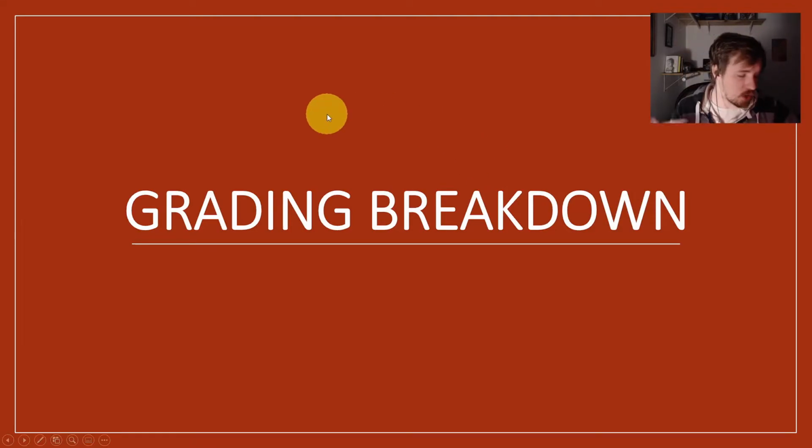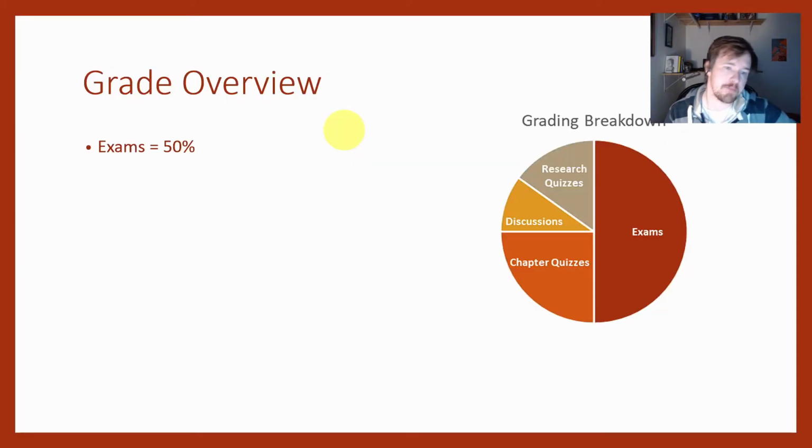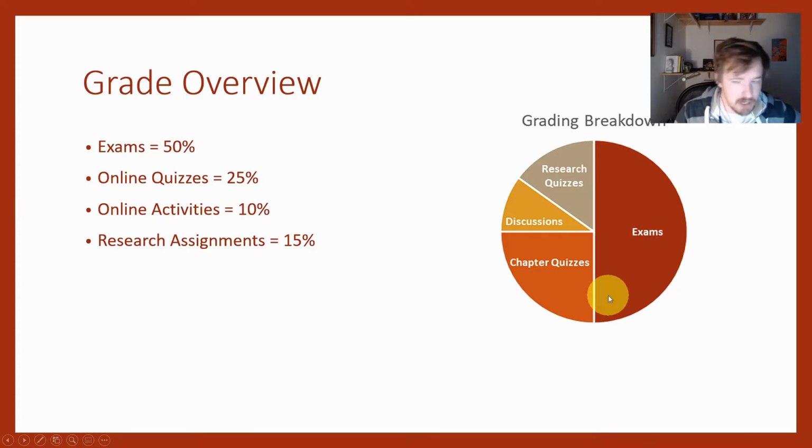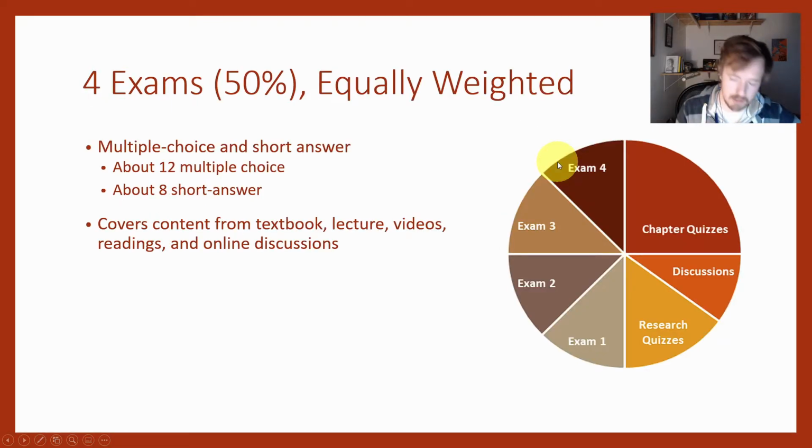So here is a quick look at the grading breakdown. Here are the different assignments that we have. As you can see in this pie chart, half of your grade this semester is going to come from exams. 25% comes from the chapter quizzes, 10% from online discussions and activities, and 15% from the research quizzes, these really short research quizzes. I'm going to very quickly tell you what these different assignments are all about.